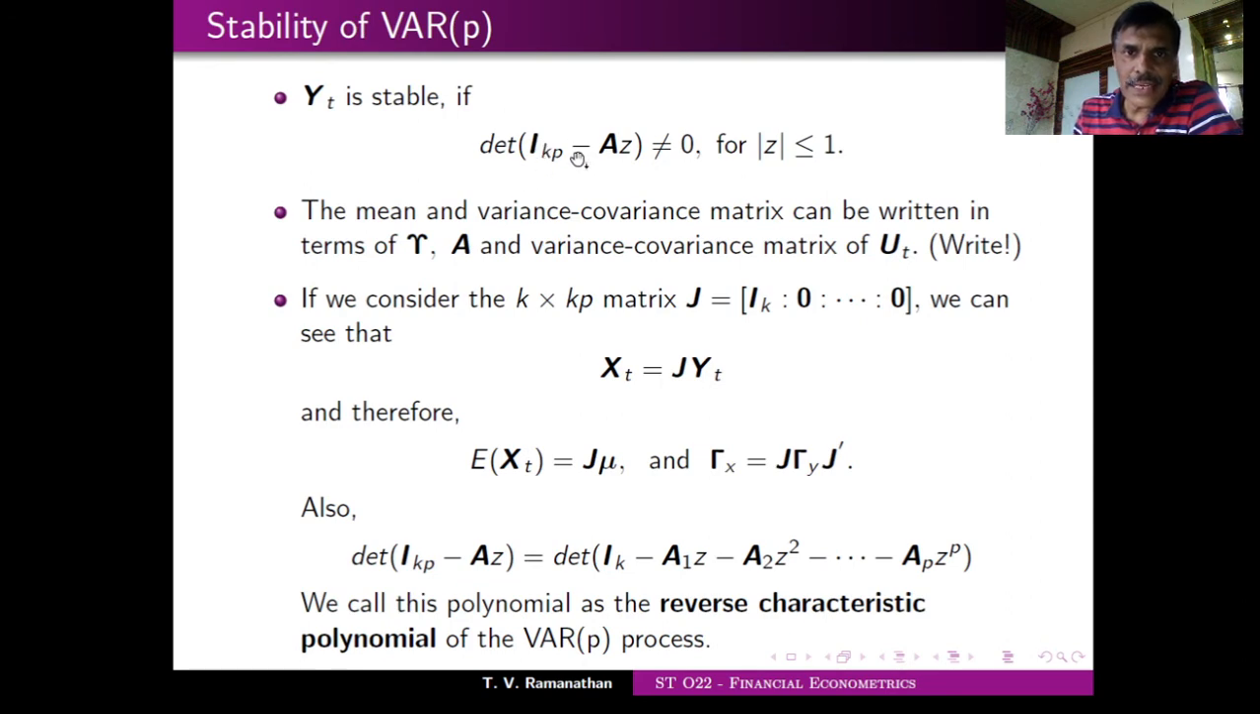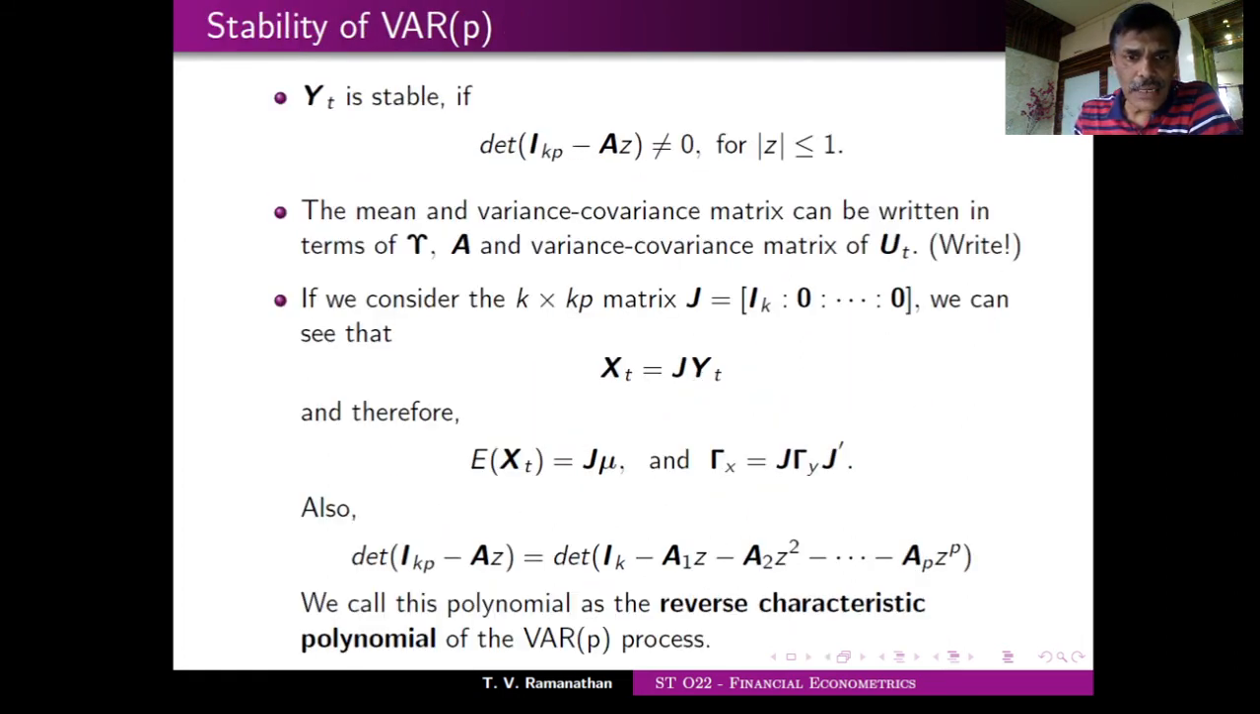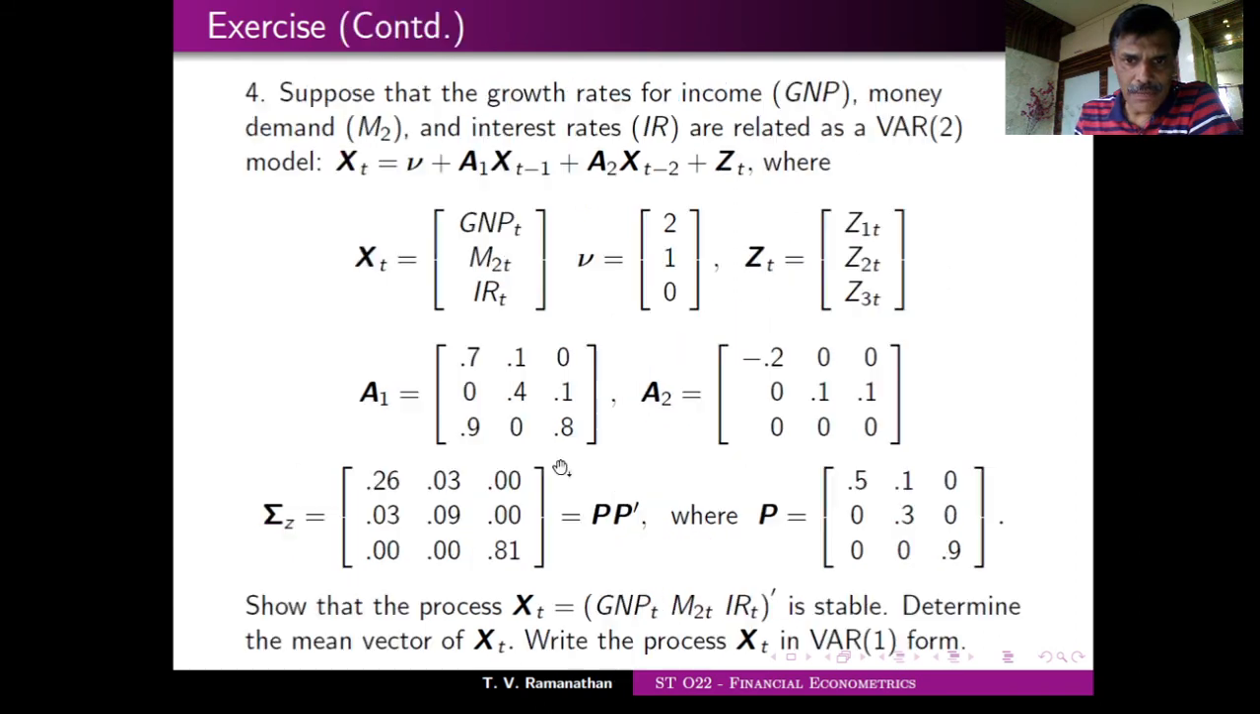Like I_KP minus A, this A is different from A1. A includes all the A1, A2, A3, into nu. The determinant you ignore, so it is I minus A, times inverse, and then nu. You have seen that for VAR 1, it is I minus A1 inverse nu. So the same thing is there also. So please compute that in this particular case.